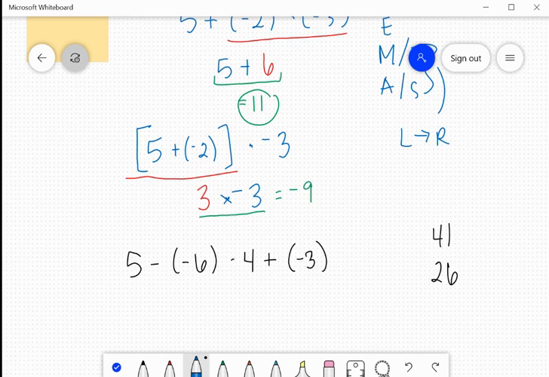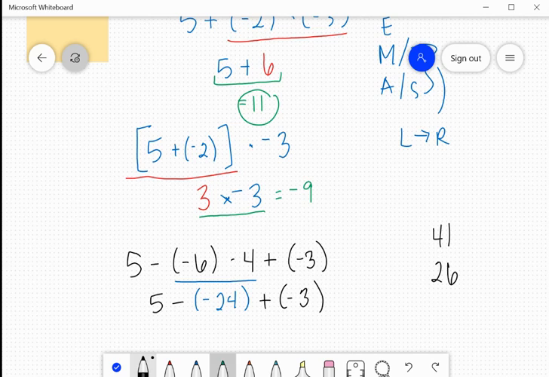So I know that we might be tempted to go ahead and take this 5 minus a -6, but instead we're actually going to multiply here. We have -6 times a +4, which gives me a product of -24. And I'm going to put this in parentheses just to help me out. And I'm going to bring everything else down. So I would have 5 minus -24 plus -3.